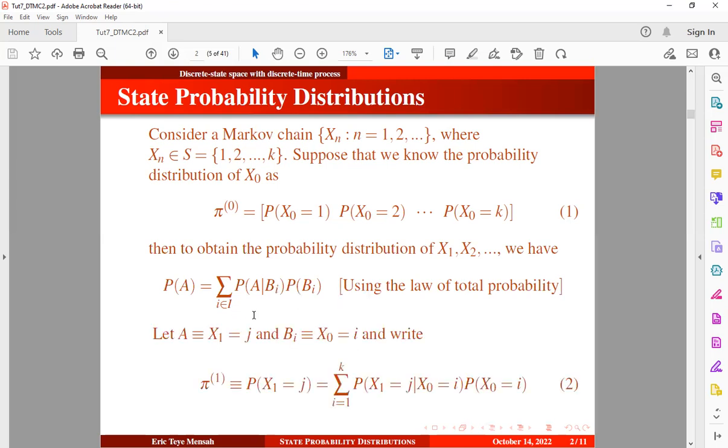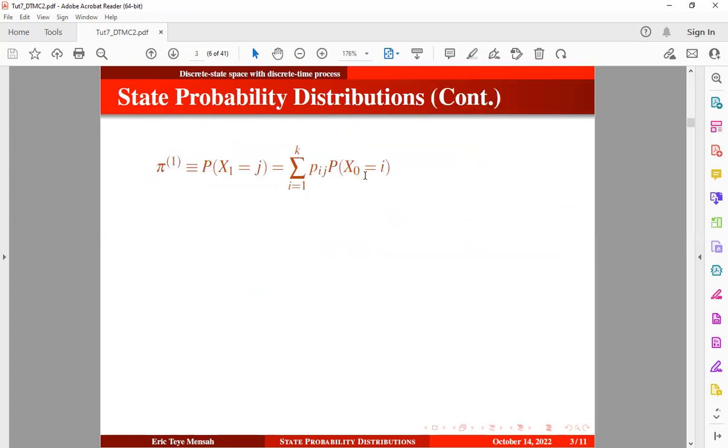So let A be equivalent to the process of being in state j at time 1, and let B_i be equivalent to the process of being in state i at time 0. Then the state probability distribution at time 1 can be obtained using the expression in equation 2. We can express this using the law of total probability. The future state will always depend on the current state, and this will be a one-step transition probability. So we can rewrite this in this form, then multiply by our initial probability distribution. This is similar to that from equation 1, and this is also similar to our transition probability matrix. So that's what we have here.